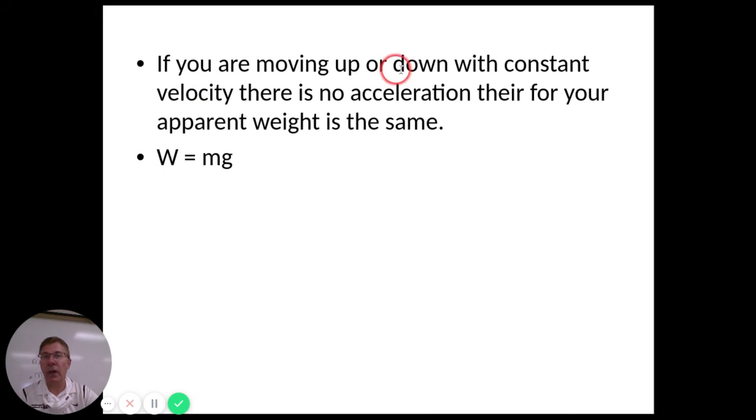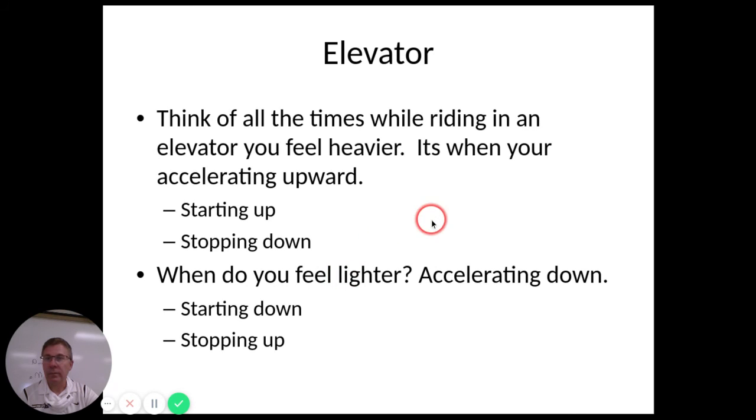Okay, so yes, if you're moving up or down with constant velocity, there's no acceleration. Therefore, your apparent weight is the same. It's just mg. All right. So in an elevator, think of all the times when riding you feel heavier. It's when you start going up or you stop going down. When do you feel lighter? When you start going down or when you're stopping going up. Because when you're stopping going up, you're decelerating, you're accelerating downward. Okay. So anytime you're accelerating downward, you're going to feel lighter. Anytime you accelerate upward, you feel heavier.